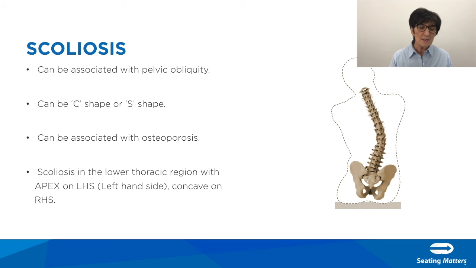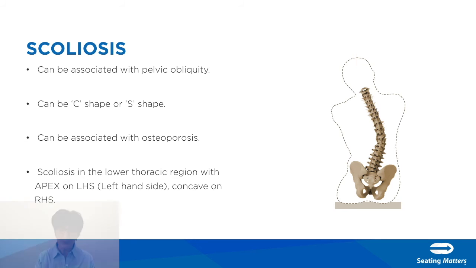So scoliosis can be associated with pelvic obliquity. It can be C-shaped or S-shaped, and can be associated with osteoporosis. So what we need to establish again, is it fixed? Is it flexible? Is it something that we need to support or accommodate within the chair?